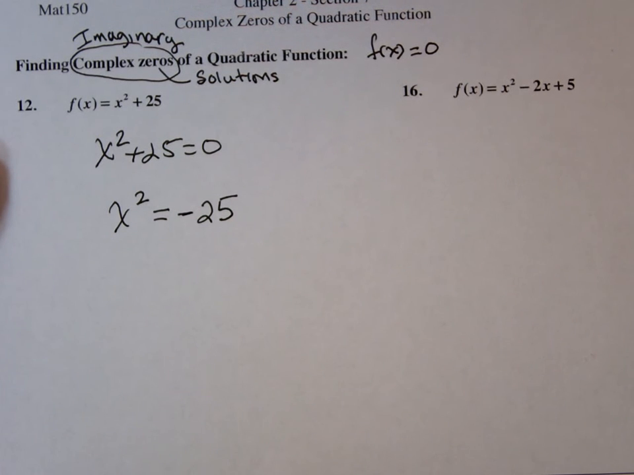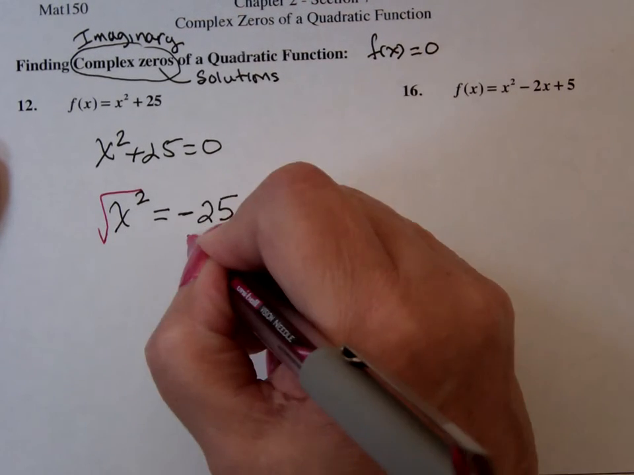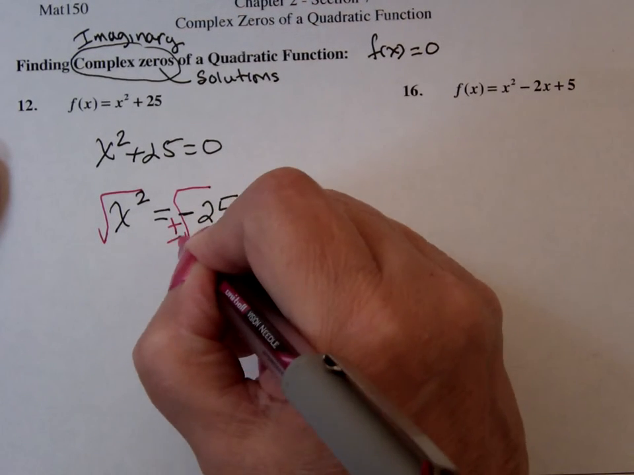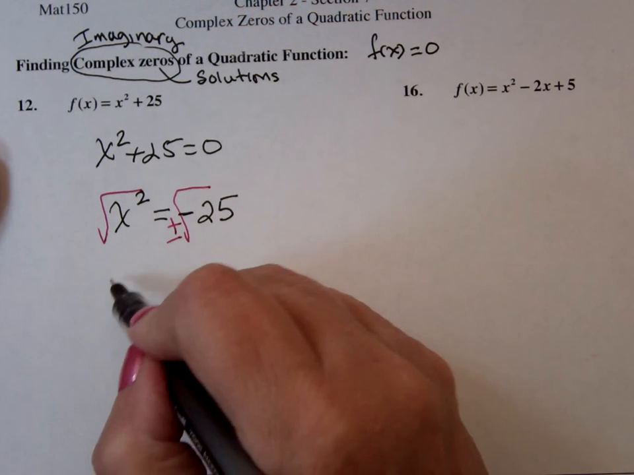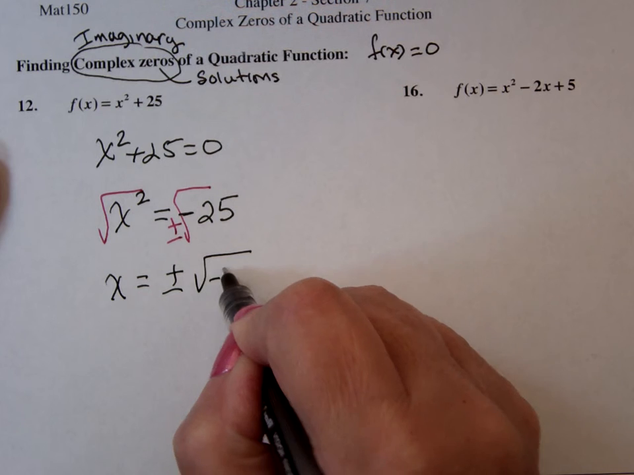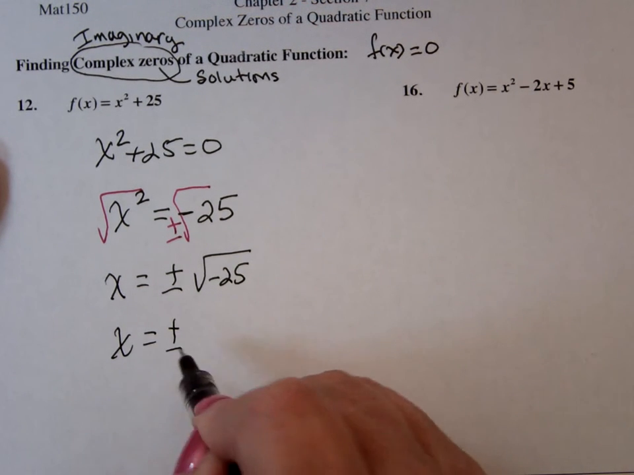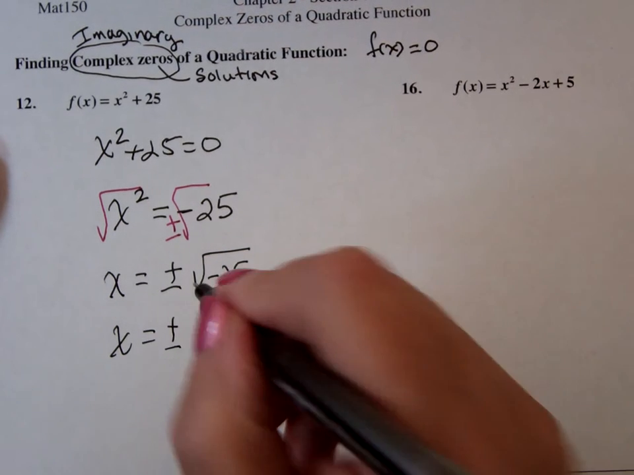I'll use the quadratic formula on the next one. So x squared is equal to negative 25, and then we take the square root of both sides. Don't forget the plus or minus. So x is plus or minus the square root of negative 25, or x is plus or minus what? 5i, yeah.